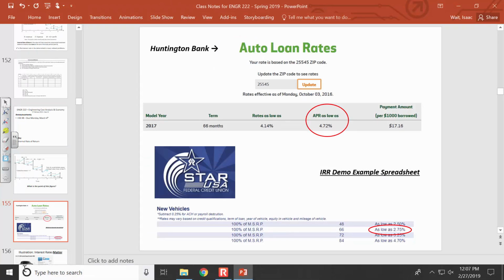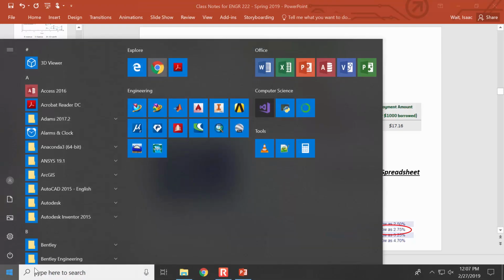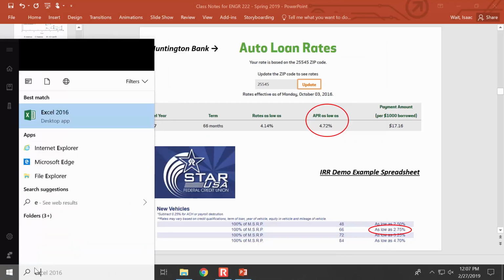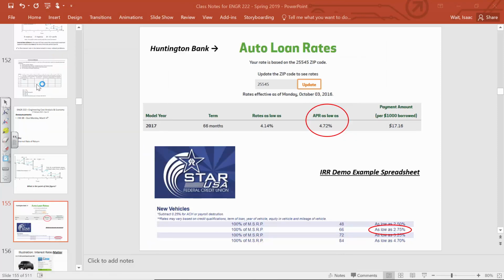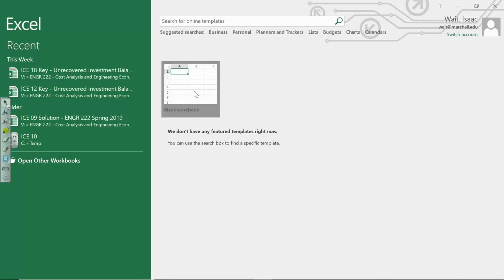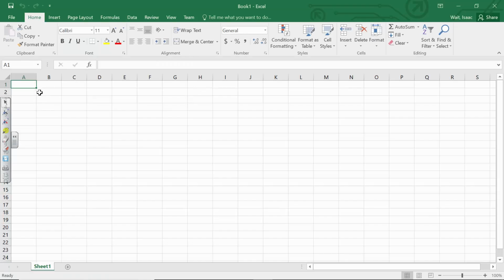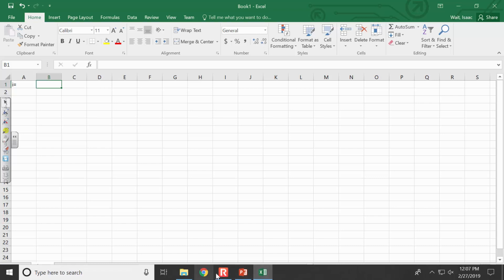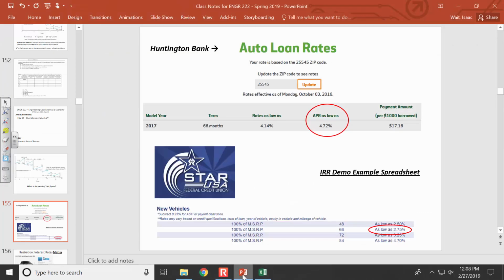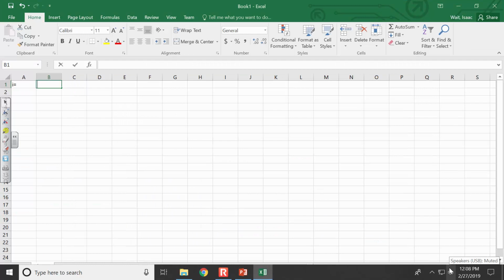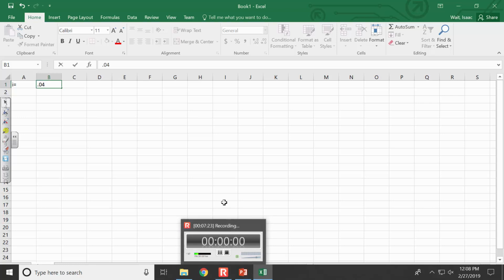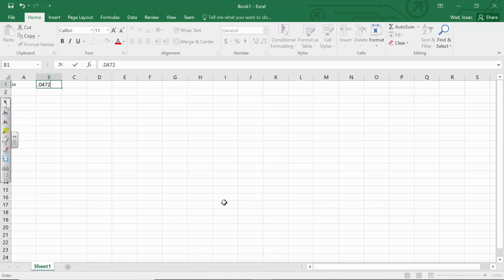If you'd like to follow along, you can, but it's just fine if you prefer instead to watch. You're going to get some time on Excel today anyways, so you don't necessarily have to follow along with this one. But this is a demonstration of the effect of the interest rate. So what if the interest rate is that first one, where they're charged, Huntington Bank, 4.72%. So 0.0472. Okay, that's the Huntington interest rate.